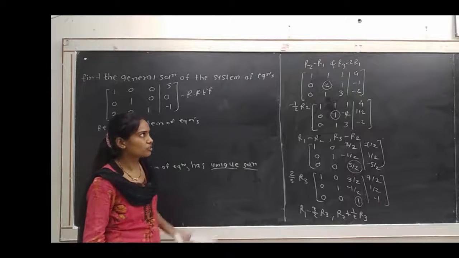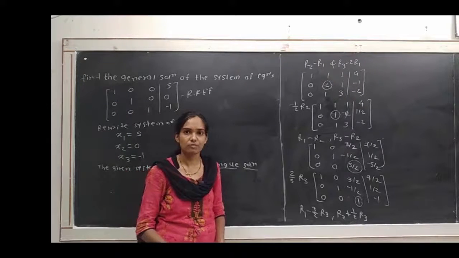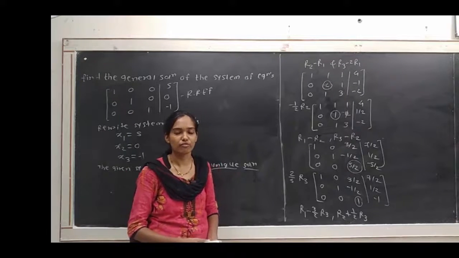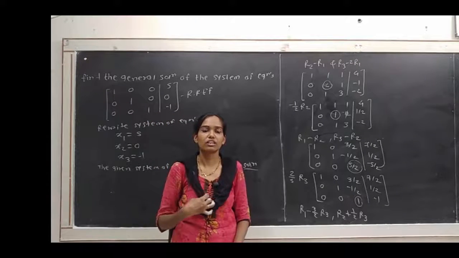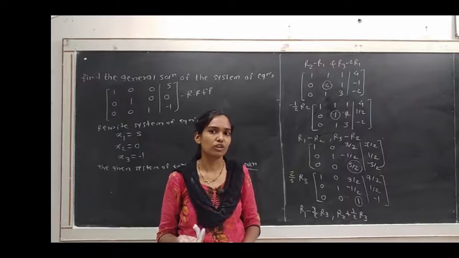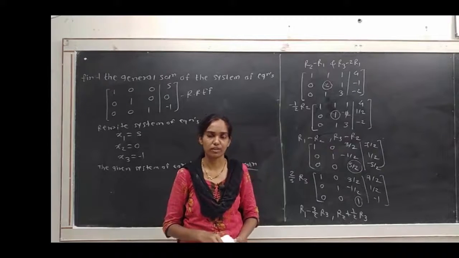So in this way we solve the given system of equations by using the row echelon form or the reduced row echelon form, to get the unique solution, infinitely many solutions, or no solution of the given system of equations.